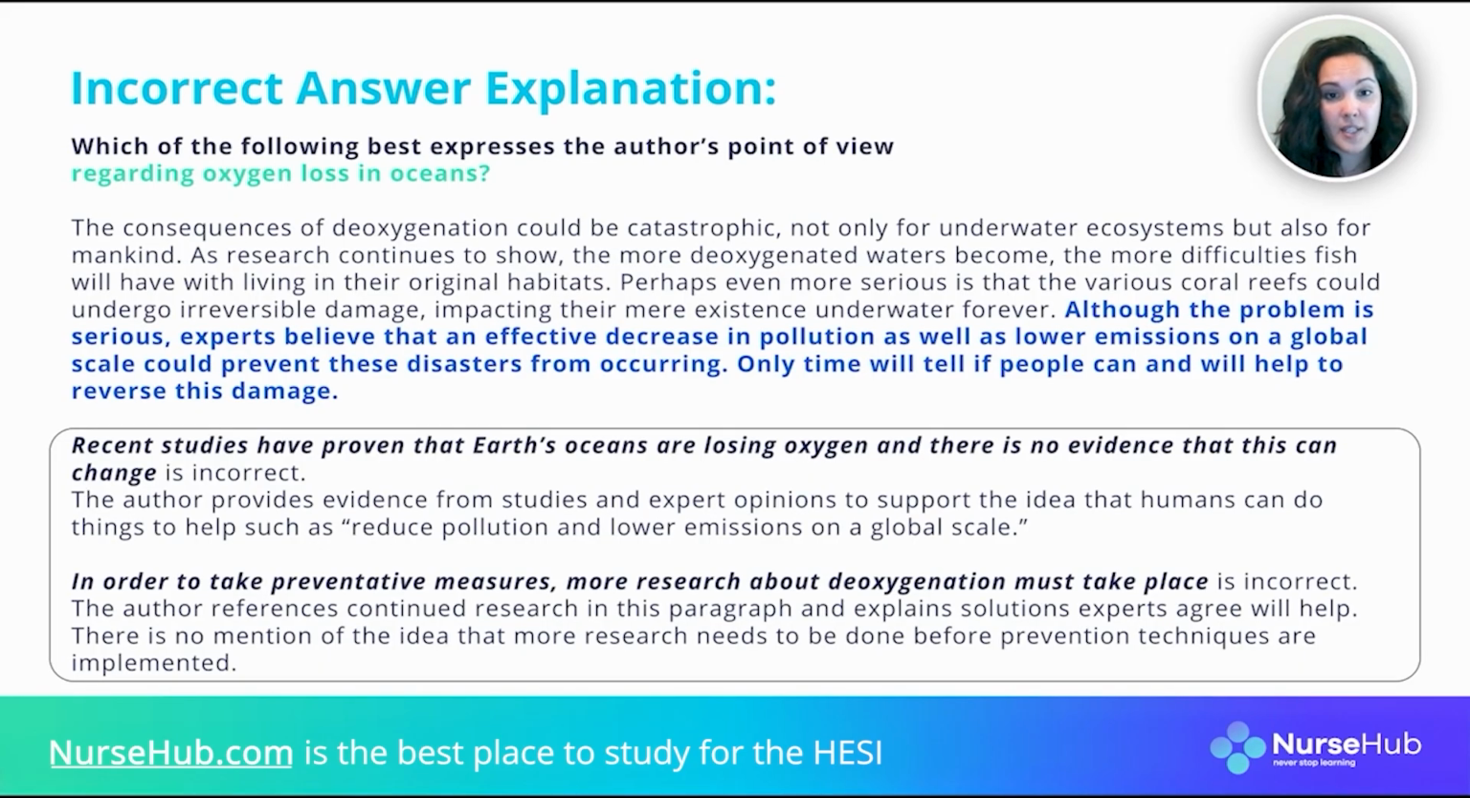Here's our next incorrect answer option. In order to take preventative measures, more research about deoxygenation must take place. So the author references continued research in this paragraph and explains solutions that experts agree will help. There's no mention of the idea that more research needs to be done before prevention techniques are implemented.